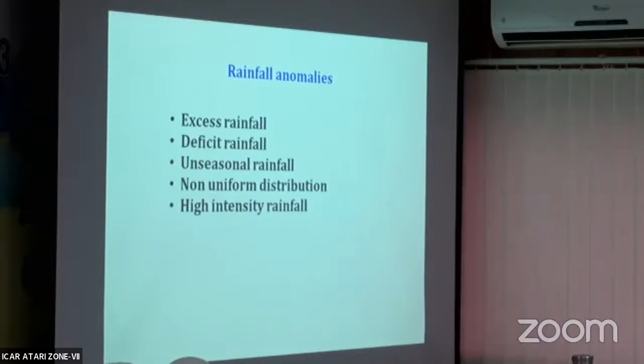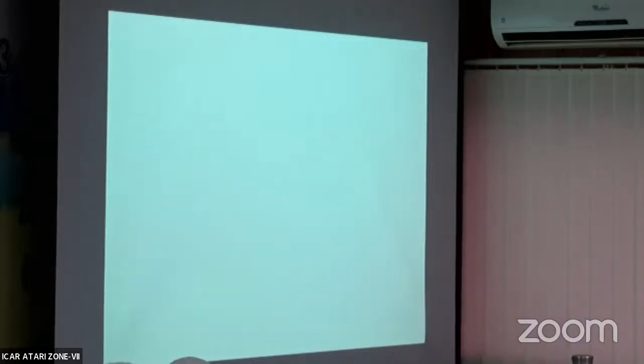Then rainfall anomalies: you have seen excess rainfall, deficit rainfall, unseasonal rainfall, non-uniform distribution of rainfall, and high intensity. These are the rainfall anomalies due to climate change, a concern in the Northeast.